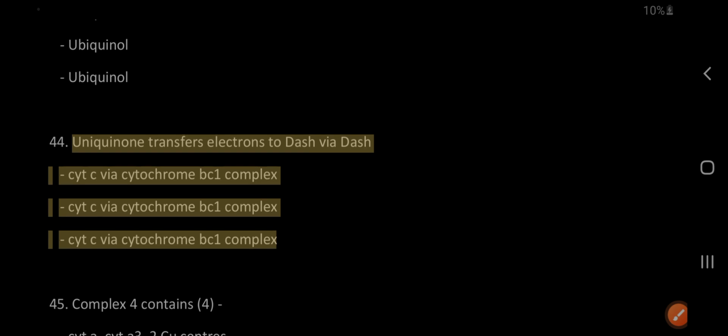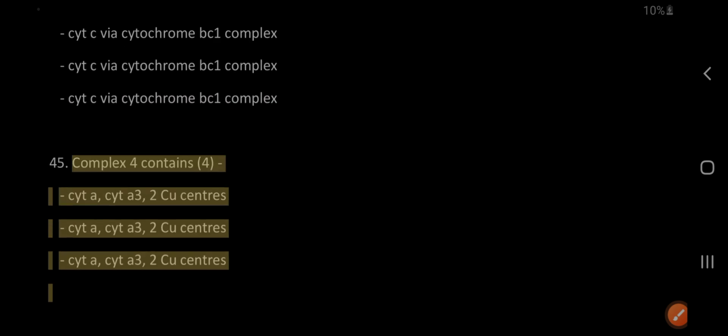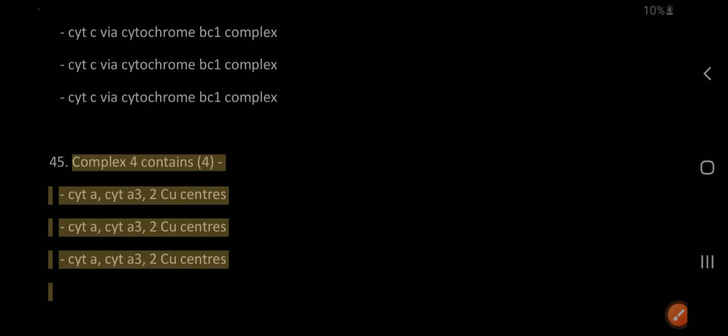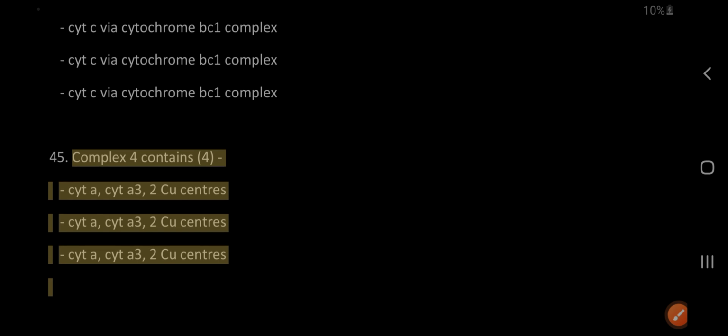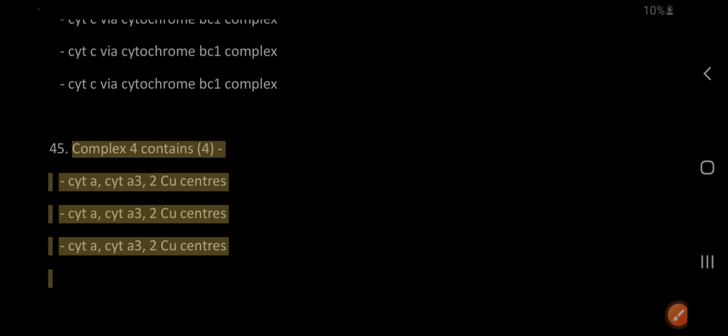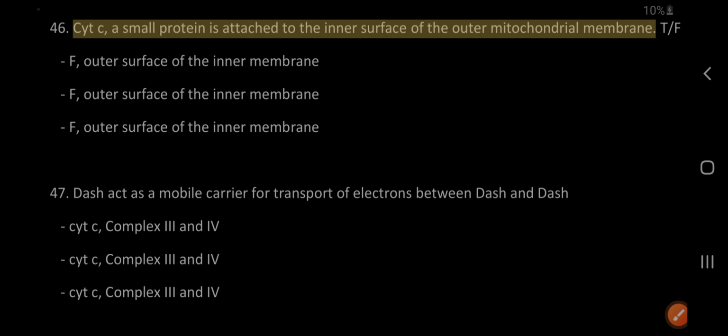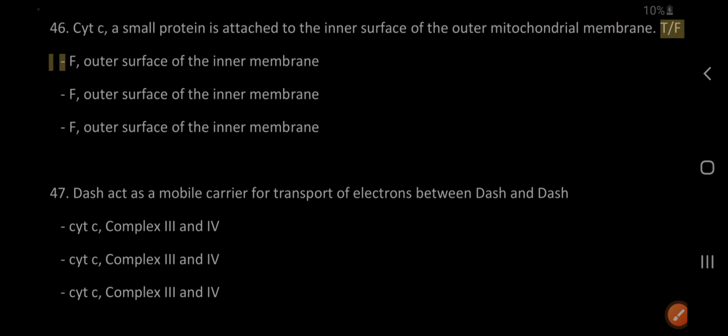45. Complex IV contains cytochrome a, cytochrome a3, and 2 copper centers. 46. Cytochrome c, a small protein, is attached to the inner surface of the outer mitochondrial membrane. True or false? False. It is on the outer surface of the inner membrane.